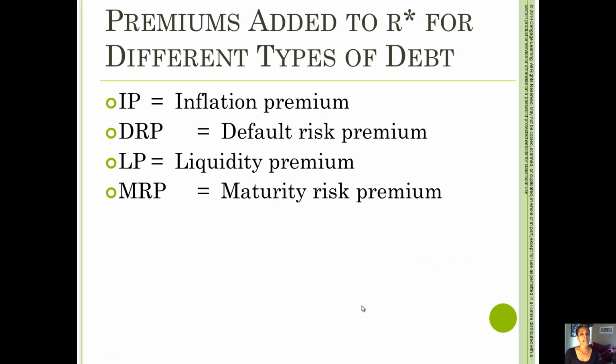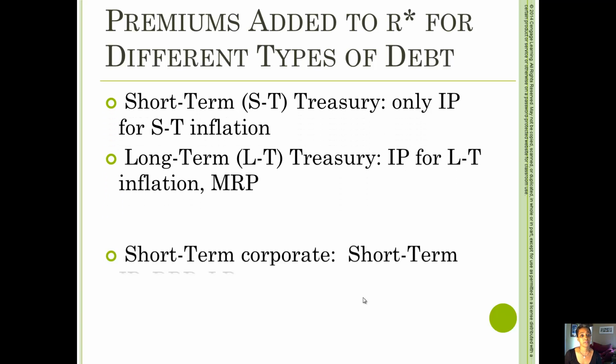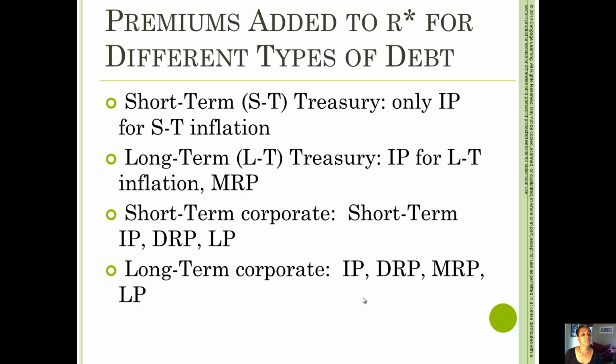The premiums that we add to R star are that inflation premium that we just talked about, and then the ones that were already listed in the equation, the DRP, the LP, and the MRP: default risk, liquidity risk, and maturity risk. Now if we're talking about a short-term treasury, then the only premium we're going to add to R star is the inflation premium. So there we're talking about T-bills.